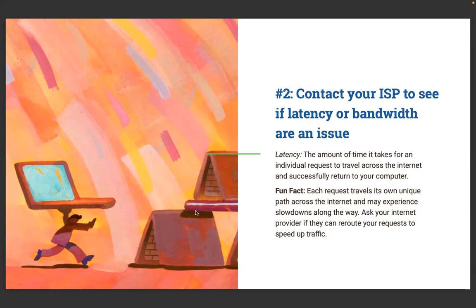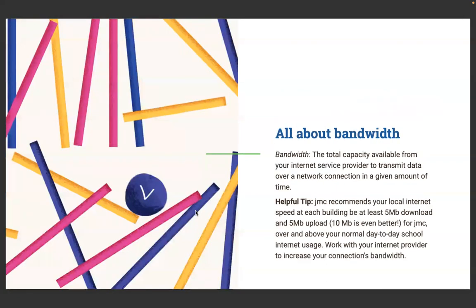So you can ask your internet provider if they can reroute your requests from JMC to speed up traffic. The other aspect to this is bandwidth. If you think of bandwidth as the total capacity available, I think how Bill described this to me, and I'm going to butcher this analogy, is: if you ring a doorbell, the sound of the doorbell represents the bandwidth.